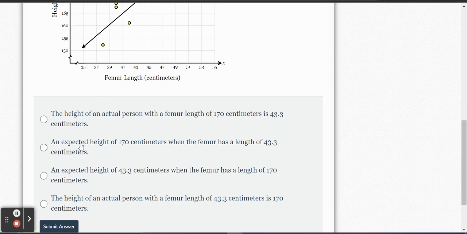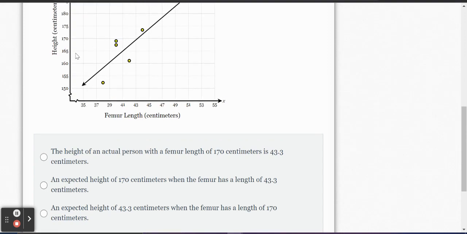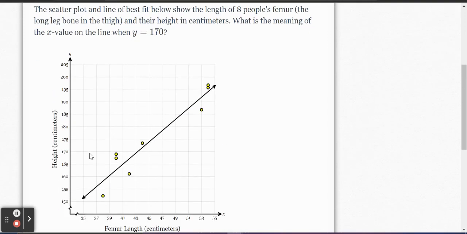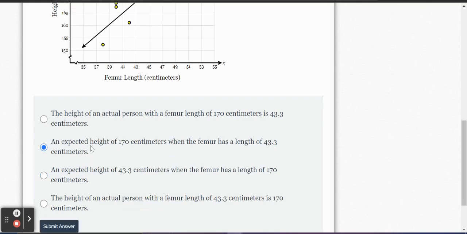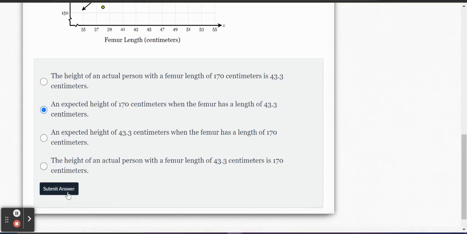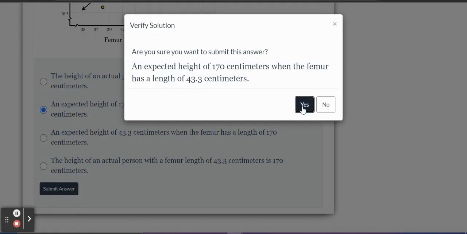So predicted, expected, kind of the same terminology here. So the expected height. When the y value is 170, so that's when the height is 170, the expected height of 170 is when the femur has a length of 43.3. That's what makes sense. 170, 43.3. It's going to be this one. It's not this one. The height is not 43.3. The height doesn't even go to 43.3. So by process of elimination, it is this. So we have to be really careful with our terminology.